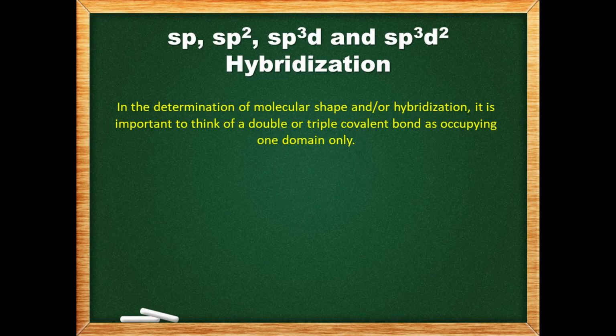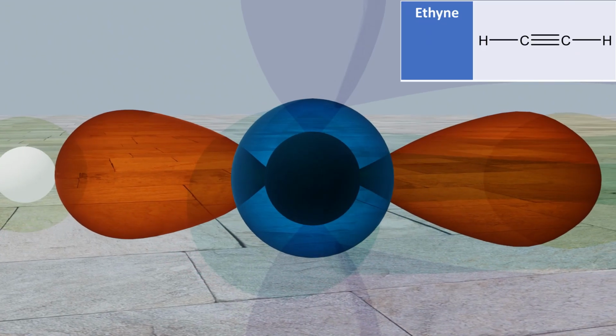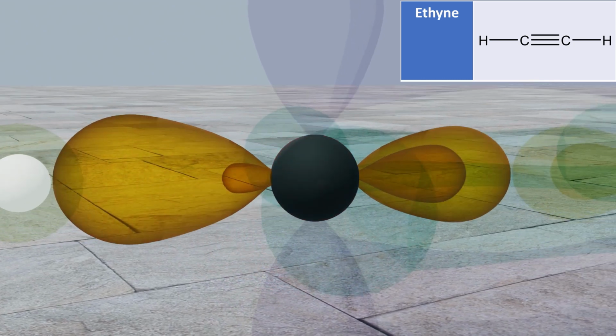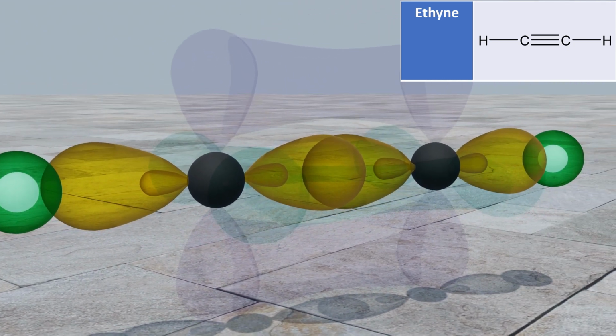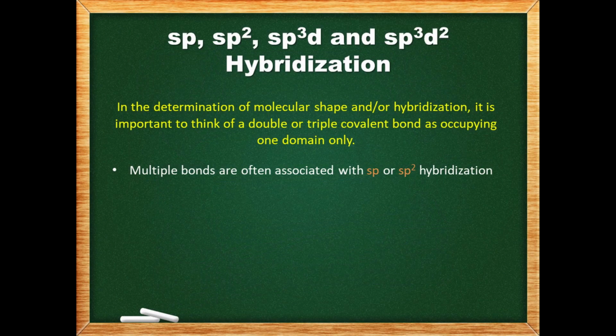It's important to note that in the determination of molecular shape or hybridization, we must think of a double or triple covalent bond as occupying one domain only. This makes determining hybridization pretty straightforward, since pi bonds don't undergo hybridization. Multiple bonds are often associated with sp or sp2 hybridization. For instance, when one spherical s orbital and one figure 8 shaped p orbital are combined, two sp hybrid orbitals are formed. We still have two p orbitals left on each sp hybridized atom, which participate in pi bonds. Don't worry if you're unsure of how to identify these types of hybridization yet. We'll go over some examples after this slide.